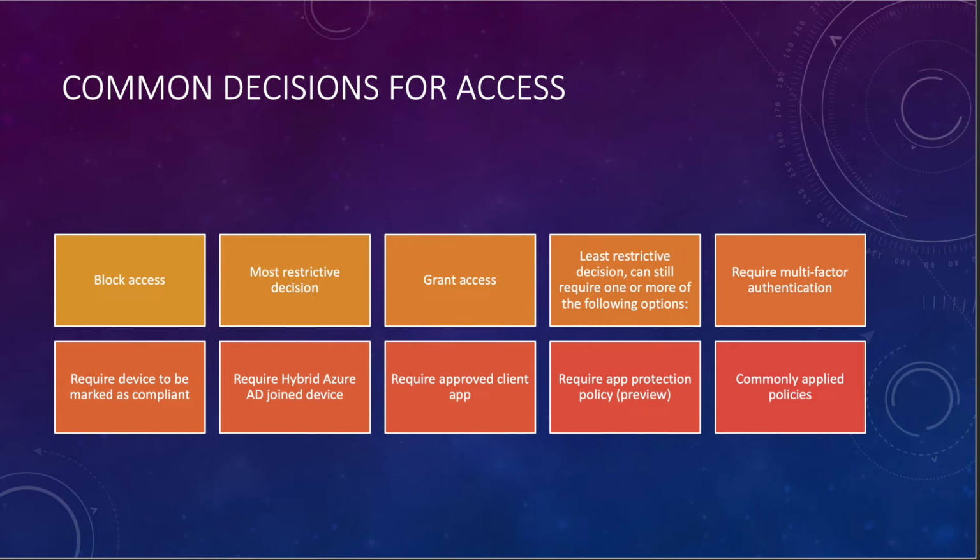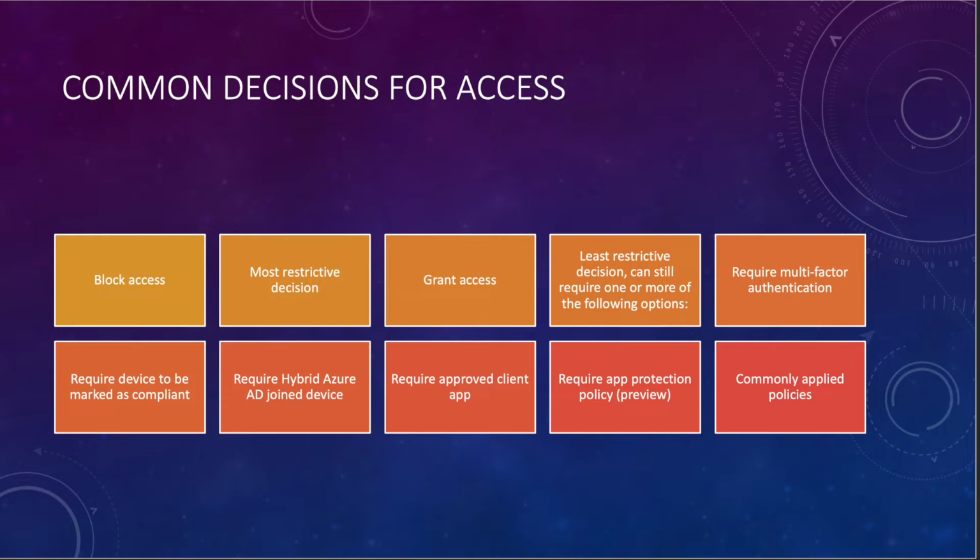So common decisions for access, again, is you either are going to block it or use the most restrictive decision. If you are using the principle of least privilege, you are going to use the most restrictive decision on this and either block or grant access. That least restrictive decision can still require one or more other options like MFA, device to be marked as compliant, and that includes your personal computer. If your personal computer does not have an antivirus on it, that can be blocked off and not allowed to connect to the company network.